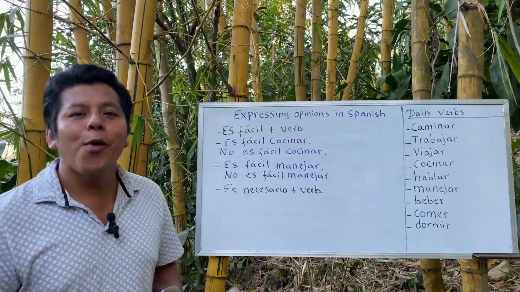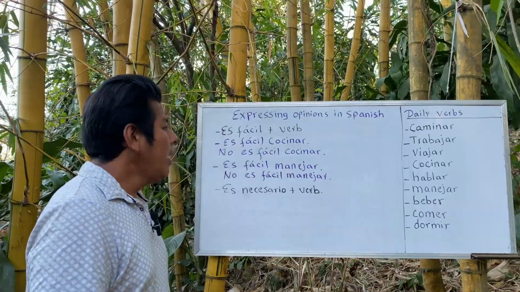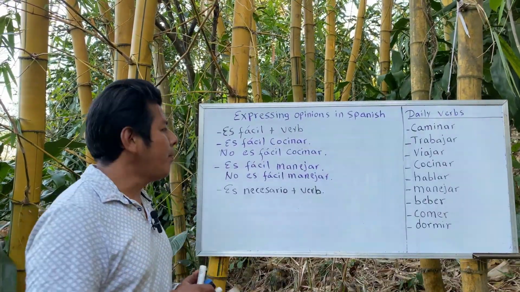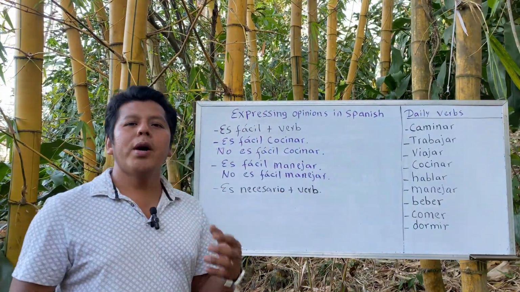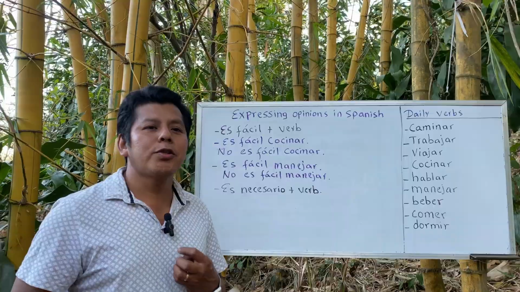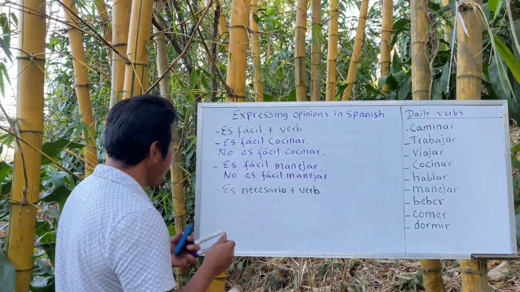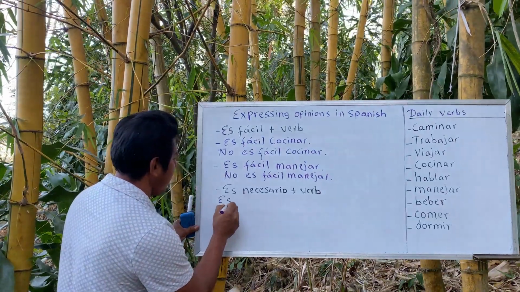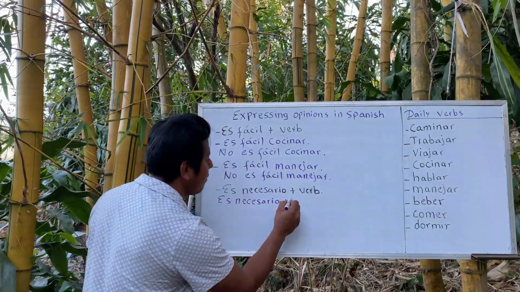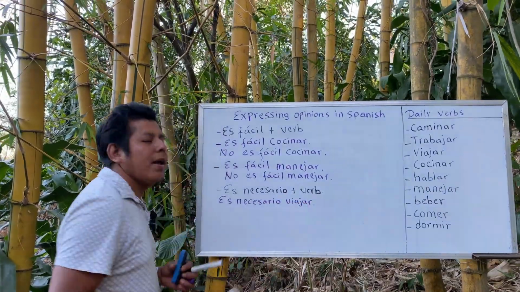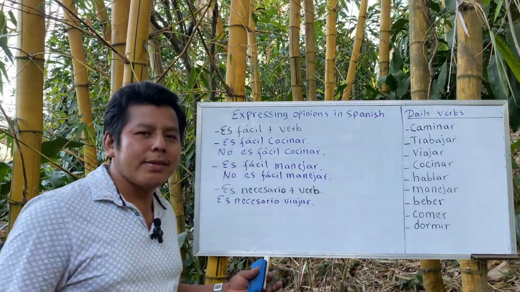The next way how we can express opinions is es necesario plus any verb. So let's make the first example and let's take the first verb here. What if we want to express that it's necessary to travel? How would you say it? Es necesario viajar. If I want to visit other places, new places, es necesario viajar.